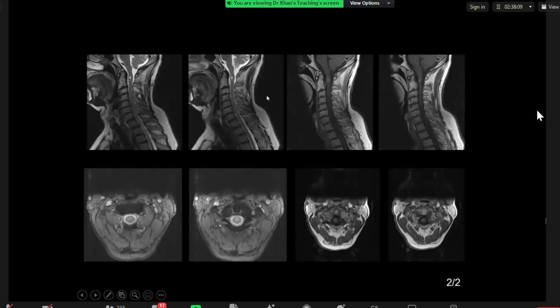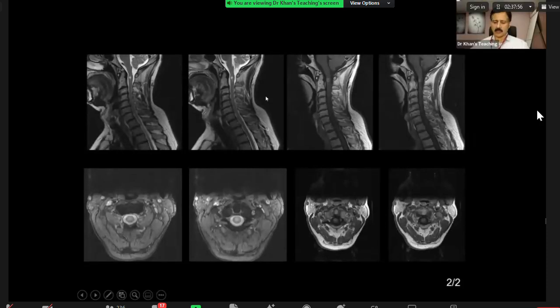Okay, so given that it has a cystic component to it, other things to consider would be tumors such as hemangioblastomas, would be in the differential. Okay, fine, I'll take over.